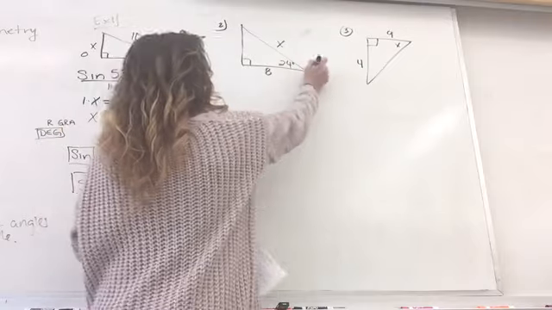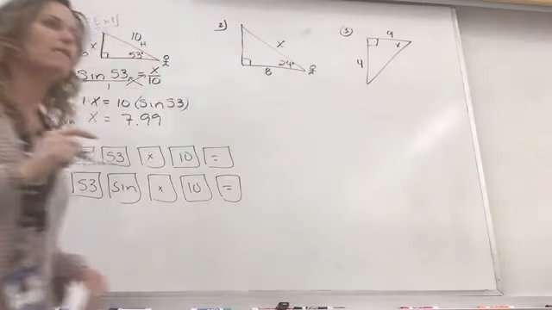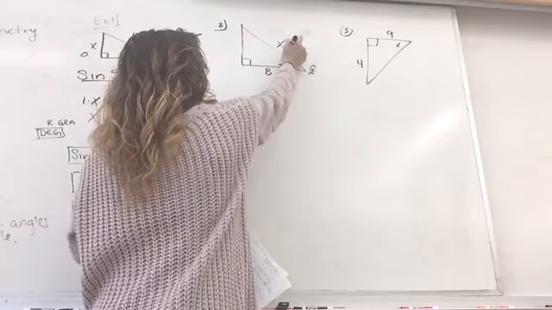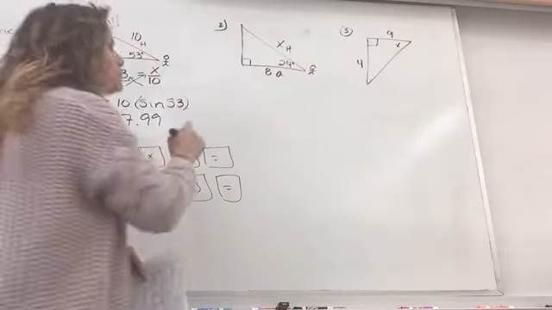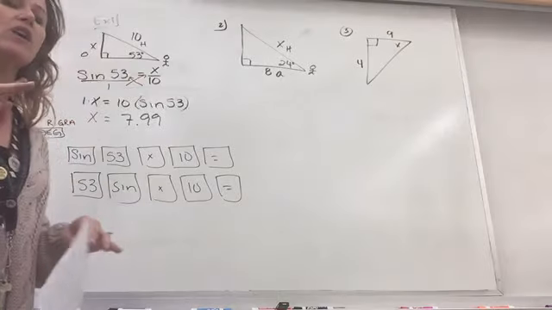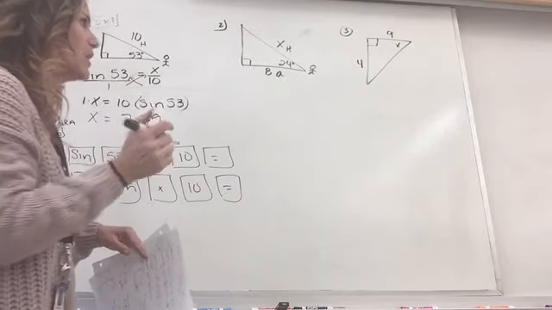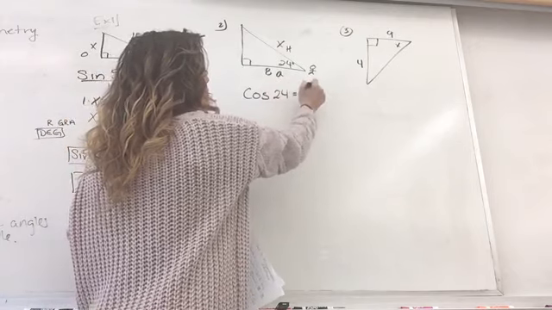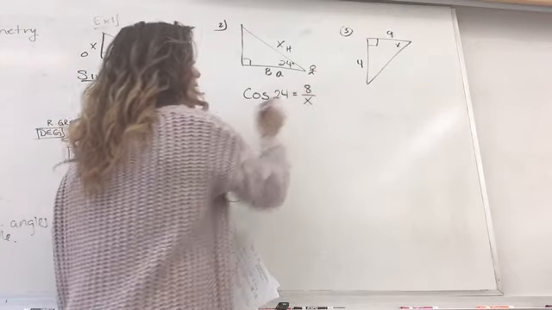Here, we need to find x. So this is our reference angle down here. 24 is the angle. The 8 side is your adjacent, and x is the hypotenuse. So you need to think to yourself, which of the trig functions uses adjacent and hypotenuse? That is the cosine of 24. That's equal to the adjacent divided by the hypotenuse.